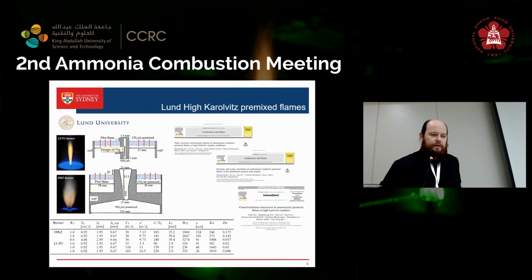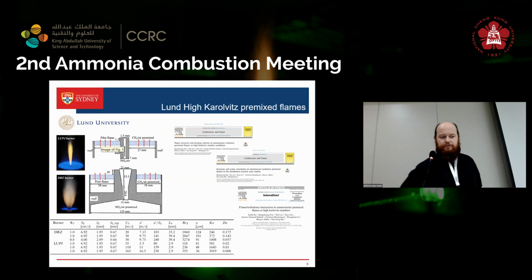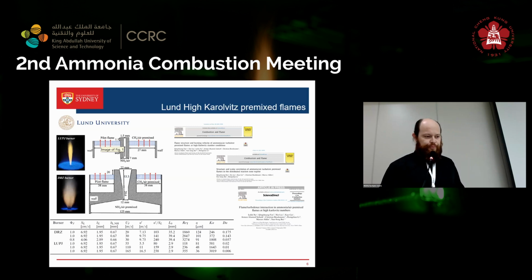Okay, so another group that I think has some good, very recent publications going towards what we could call model validation is from Lund. They're looking at high Karlovitz number premixed flames, with high turbulence intensity, and they've produced a burner similar to what I'm presenting from Darmstadt, a similar sort of McKenna burner with a central jet tube.